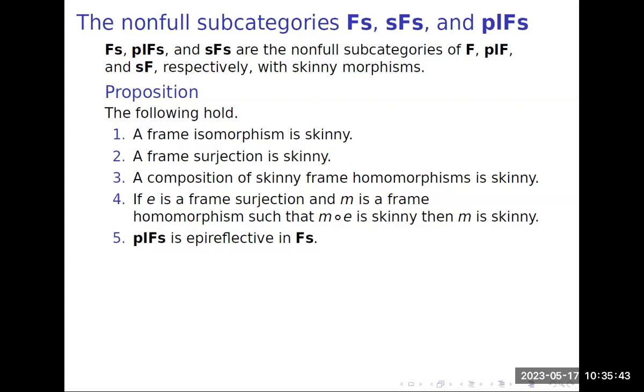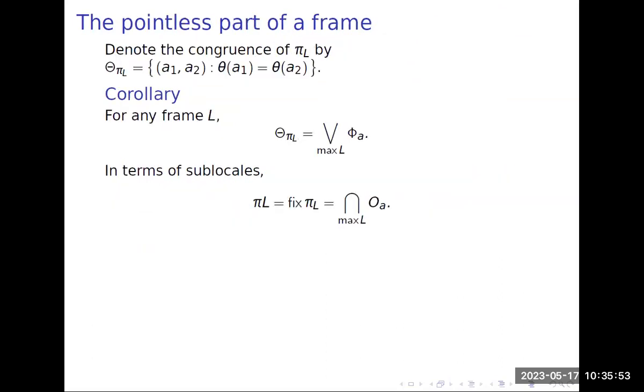But the important one is that this is the category which makes the pointless part reflective. So this is the category we're interested in. And then it becomes clear that the congruence of the pointless part is precisely the join of the open congruences of the maximal elements. So this is just to reiterate what we said to start out. We have simply physically removed all the points by passing to the appropriate congruence.